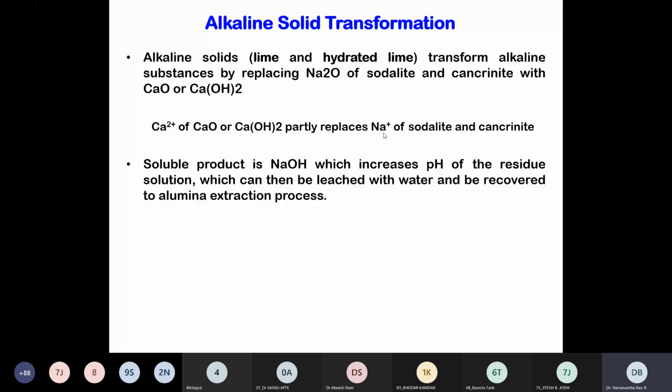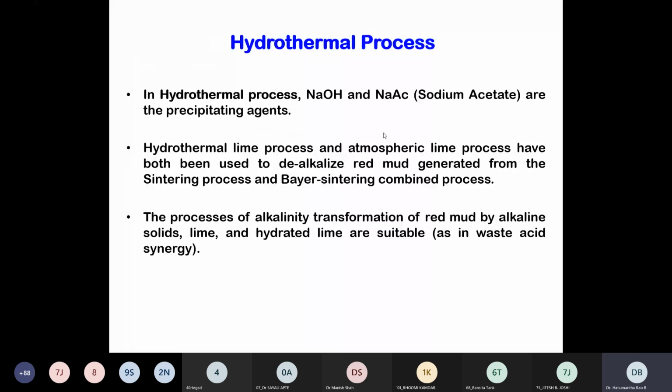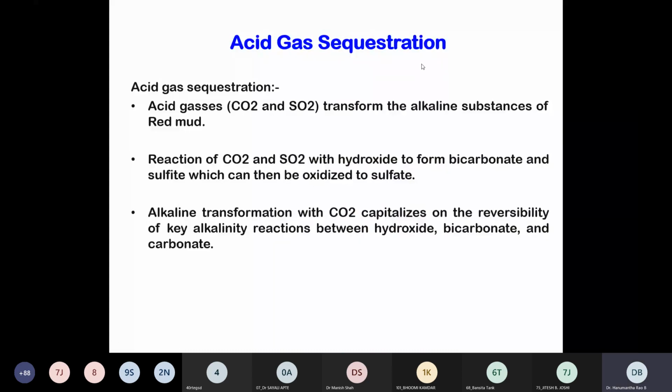Then the hydrothermal process. In the hydrothermal process, typically we add sodium acetate. This is one of the best agents to dealkalize any material. The hydrothermal process typically involves the dealkalization of the red mud by simply adding the sodium acetate.